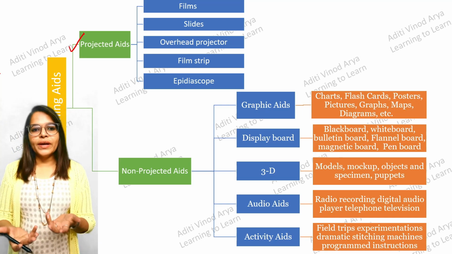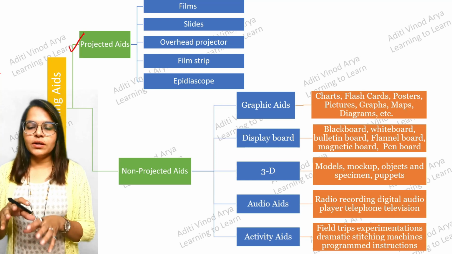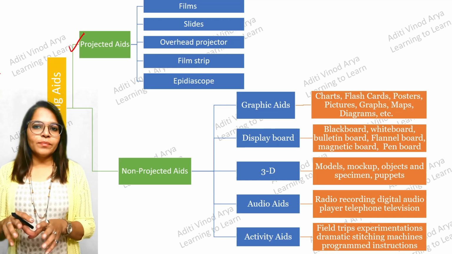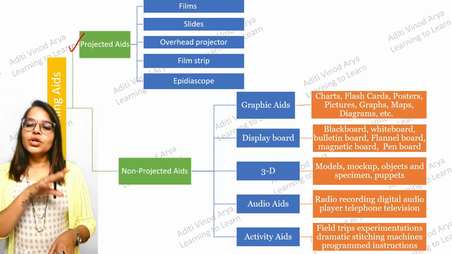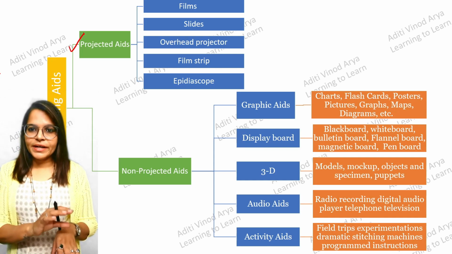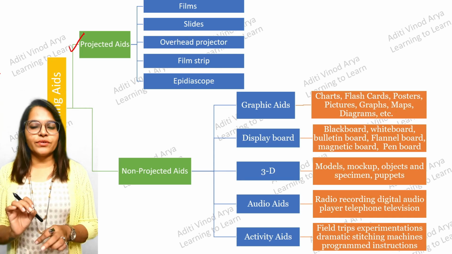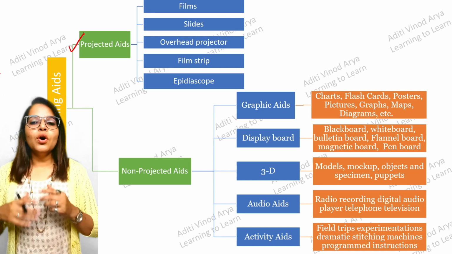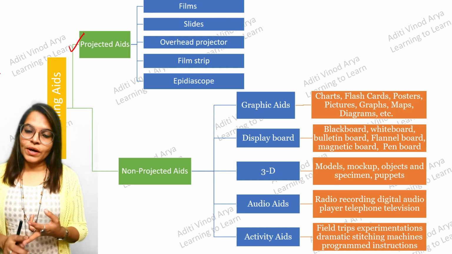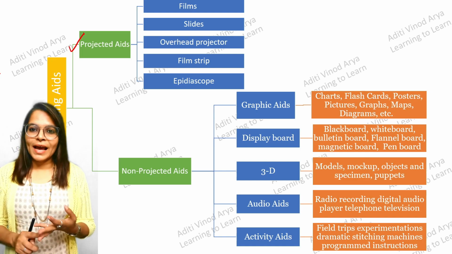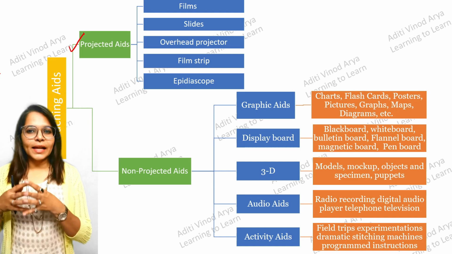The next is audio aids. This aid uses electricity. Apart from that, only projected aids use electricity. In non-projected aids, only audio uses electricity. So this is how you can remember. Audio can be using audio cassettes, radio, listening to podcasts. All those things could be audio aids.